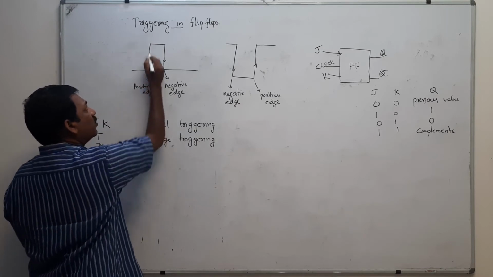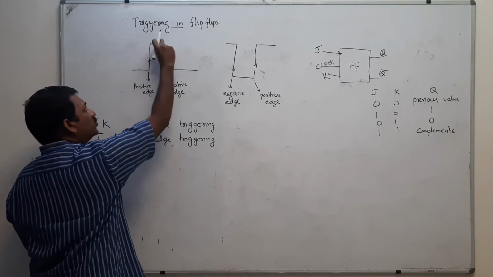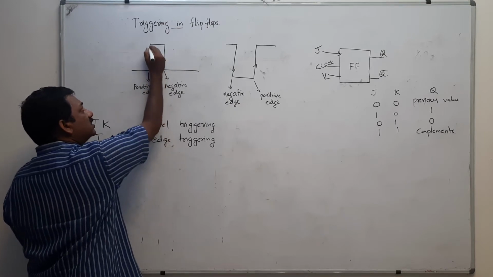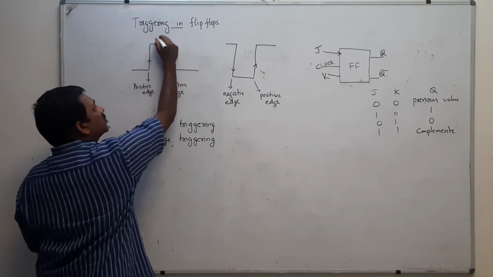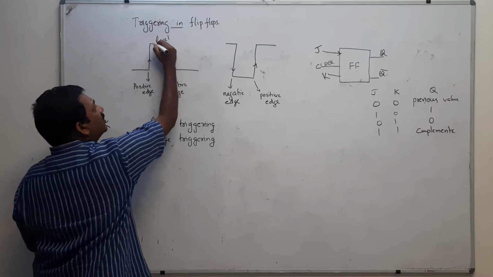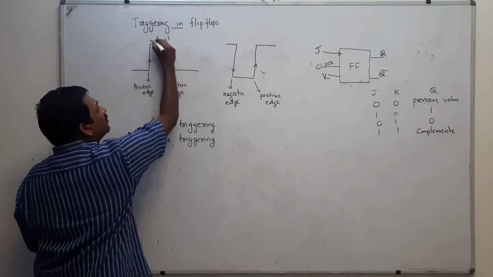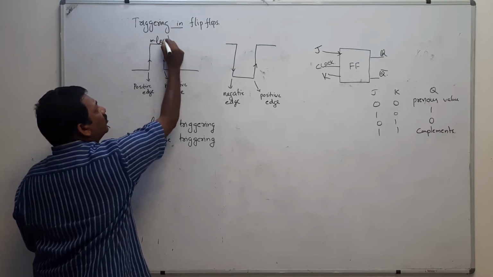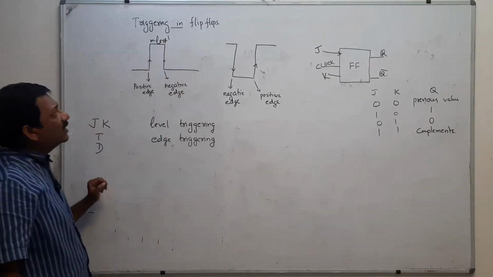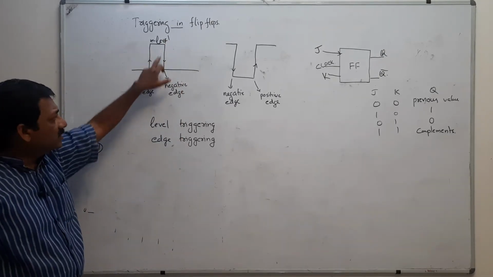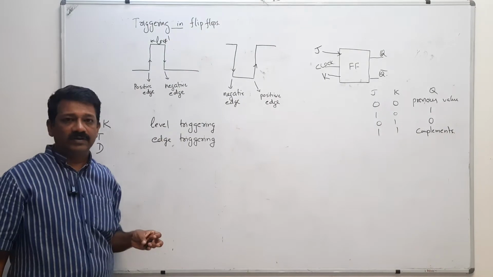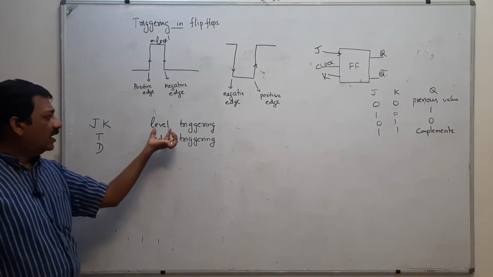The transition from 0 to 1, or from low voltage to high voltage, is called the positive edge. This portion, from here to here, is called the level, and this is the negative edge.